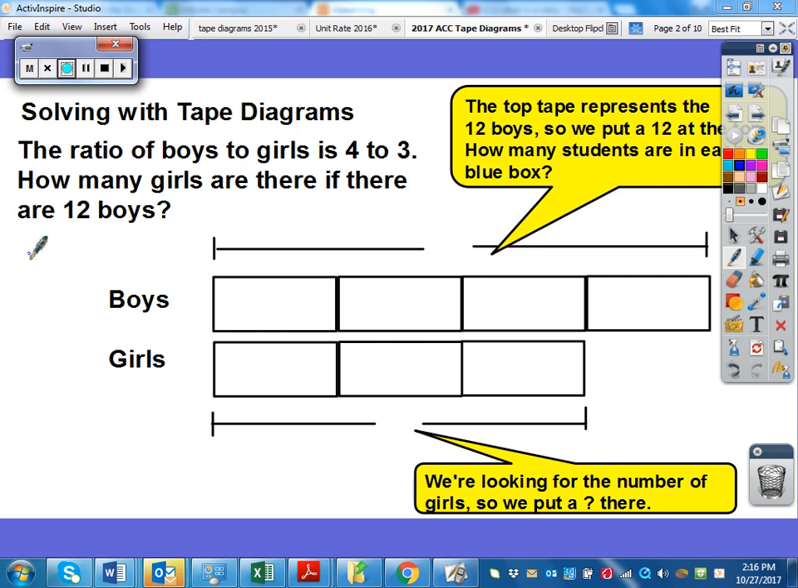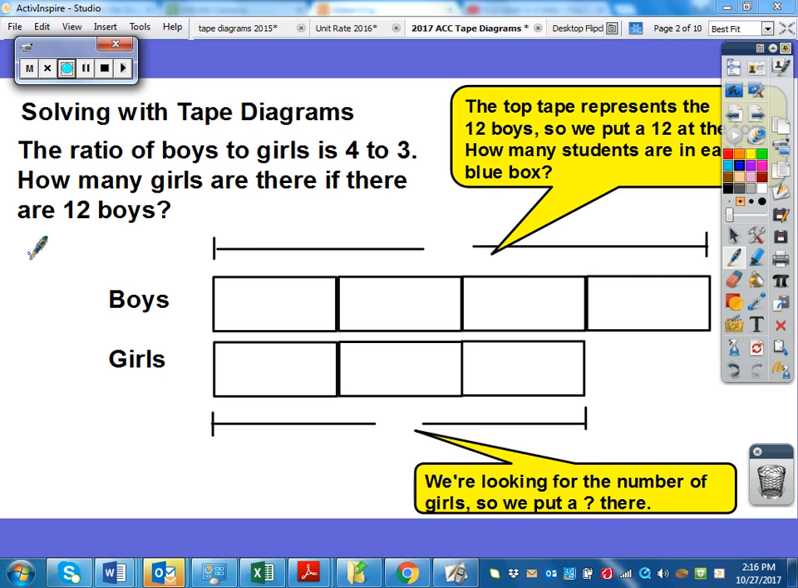In this video, we're going to solve equivalent ratio problems, or solve proportions, by using tape diagrams. A tape diagram is just a modeling tool that helps us visualize the ratios and the comparisons. This problem says the ratio of boys to girls is 4 to 3. How many girls are there if there are 12 boys?